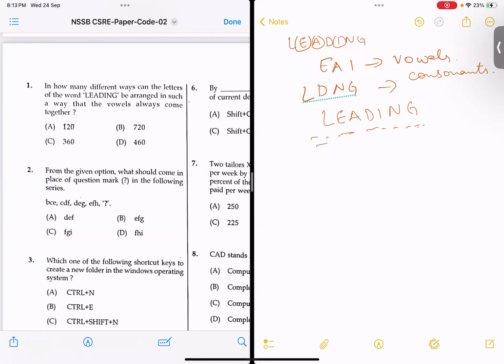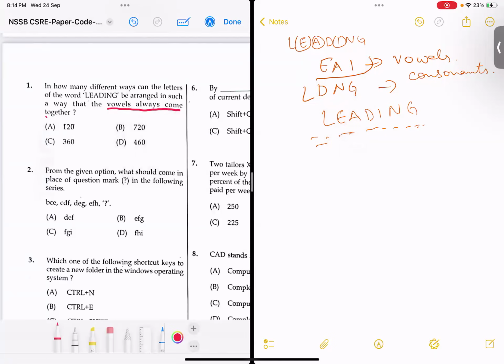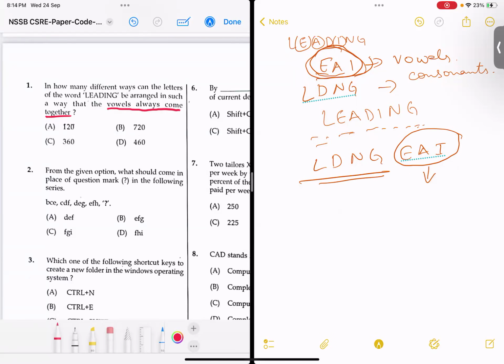But another condition given is that all the vowels should always come together. So in such a condition, the 3 vowels E, A, and I will always be considered as a single unit. So what we have is L, T, and G, and the 3 vowels E, A, and I we will consider as a single unit. Now E, A, and I can be arranged in how many different ways?